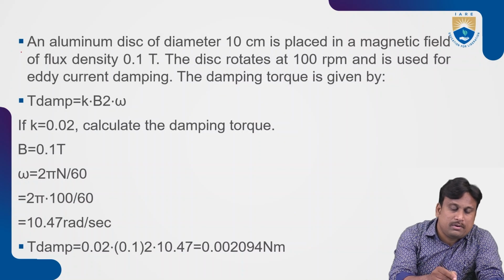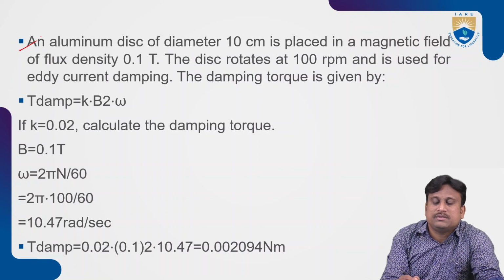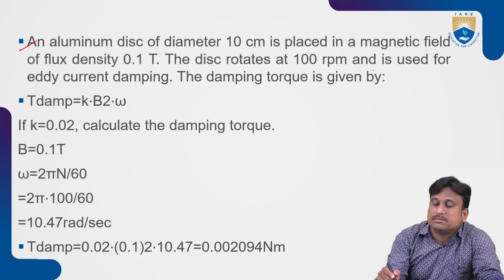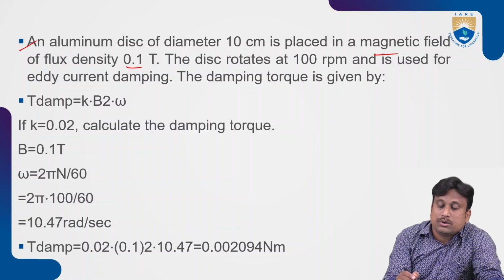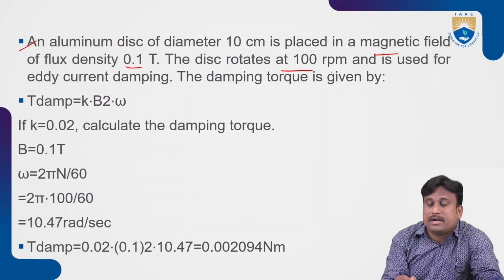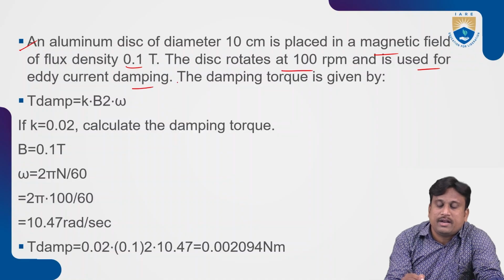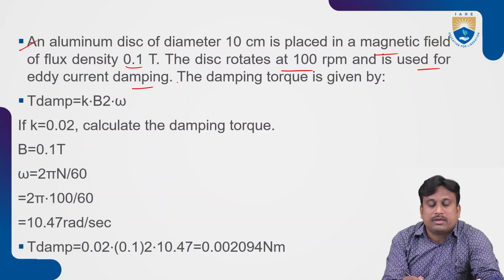And one more problem is given with an aluminum disc, which is of diameter 10 centimeters, placed in a magnetic field of flux density 0.1 T. The disc rotates at 100 RPM and is used for eddy current damping. So what is the damping torque?